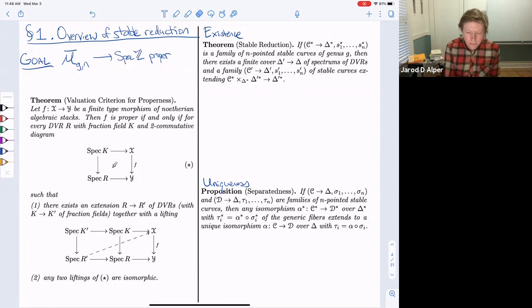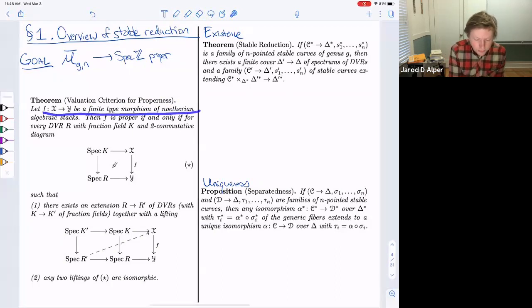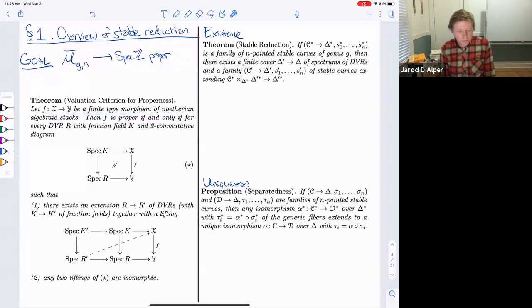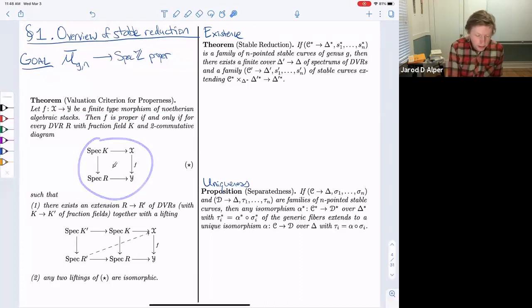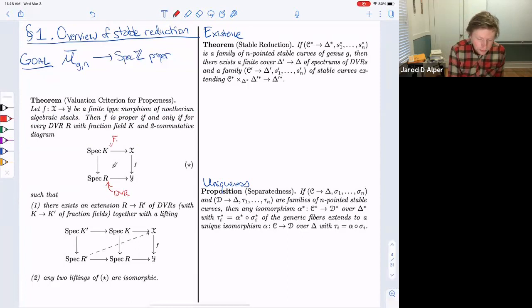There's a valuative criterion for properness that I've stated here. I'll state it in the Noetherian setting. We have a finite morphism F of Noetherian algebraic stacks, and we want to know F is proper. It suffices to consider diagrams like this. Here Spec R is, and throughout today's lecture, R is always a DVR. K is the fraction field. We think about Spec R as a curve, which I'll call delta, and the generic point Spec K is the open inclusion, so it's the punctured disk.